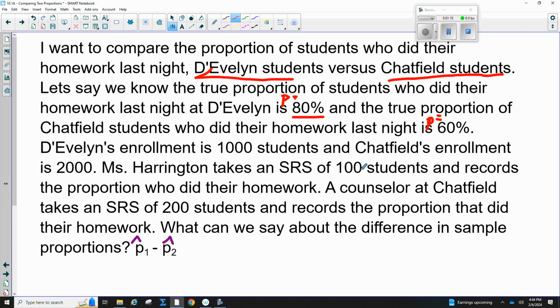And let's make it easy. We'll say Devlin's total enrollment is 1,000 students, and Chatfield's total enrollment is 2,000 students. Miss Harrington takes a simple random sample of 100 students for Devlin and records the proportion who did their homework. So that would be a p hat. Maybe 70 did, maybe 80 out of 100 did, maybe 90 out of 100. And then a counselor at Chatfield does a simple random sample of 200 students, a little bigger sample, and records the proportion that did their homework. What can we say about the difference in sample proportions, p hat 1 minus p hat 2?